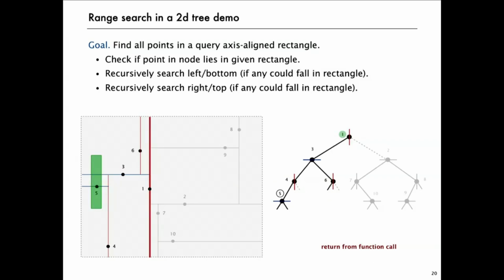So we don't always go down just one branch. If our splitting line hits our rectangle, we have to go down both branches. But still, this is a very efficient algorithm. Particularly think about the rectangle being small. It's going to be not that different than a regular search in a binary search tree.